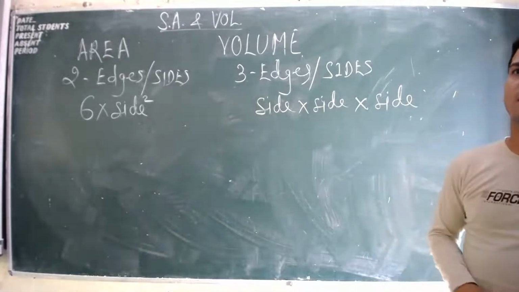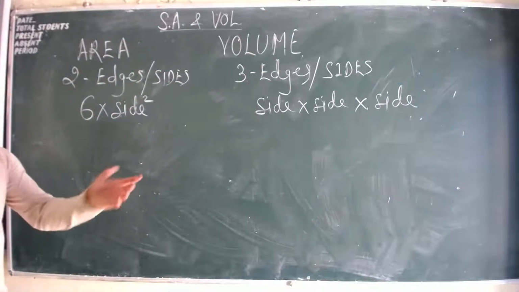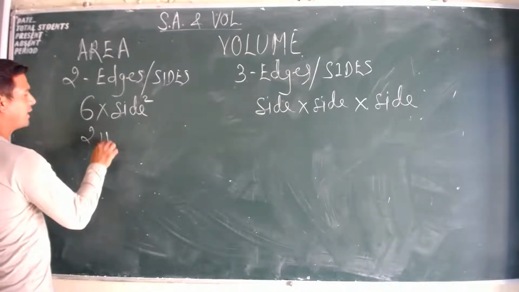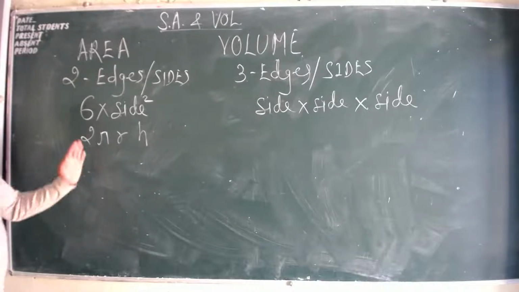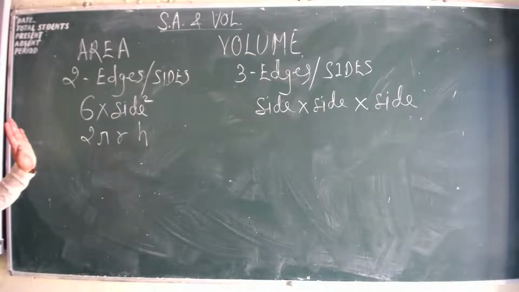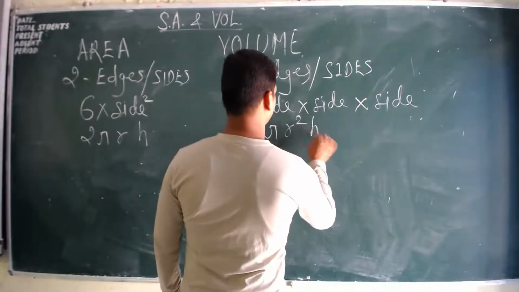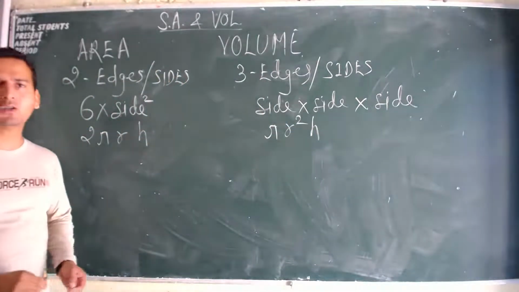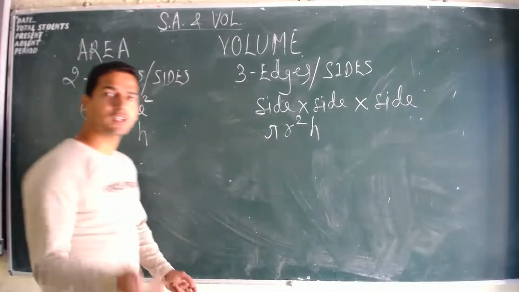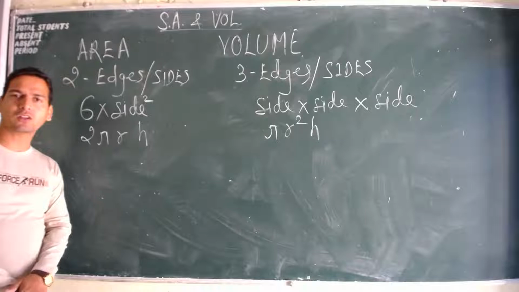Next, a cylinder. Suppose I take the example of the curved surface area of a cylinder: 2 pi r h. This is the formula of area of a cylinder. And volume is pi r square h. Generally students get confused. They know 2 pi r h and pi r square h, but they mix them up: for area they write pi r square h, and for volume they write 2 pi r h.